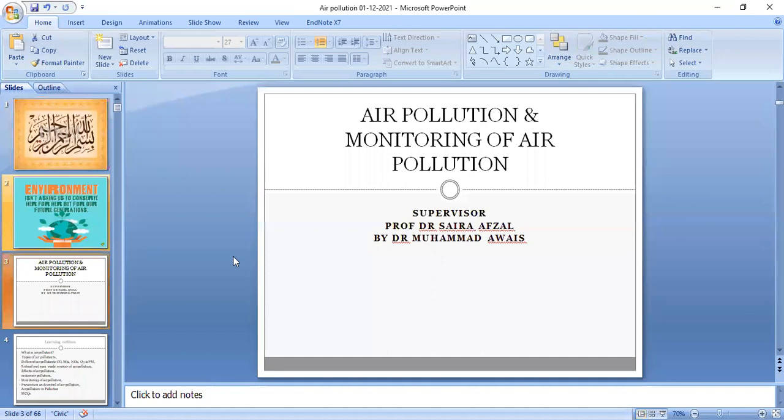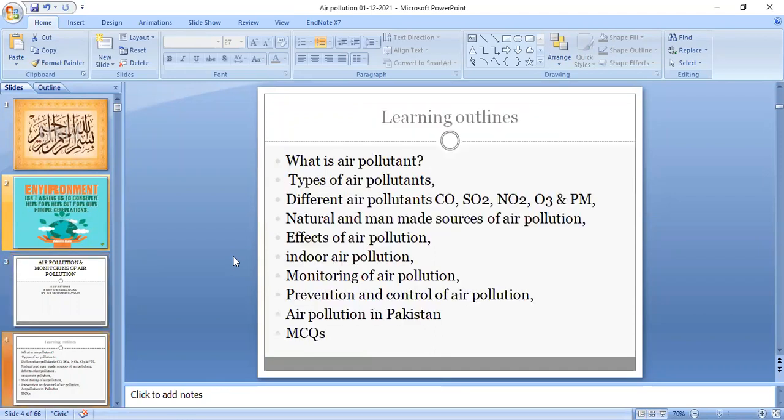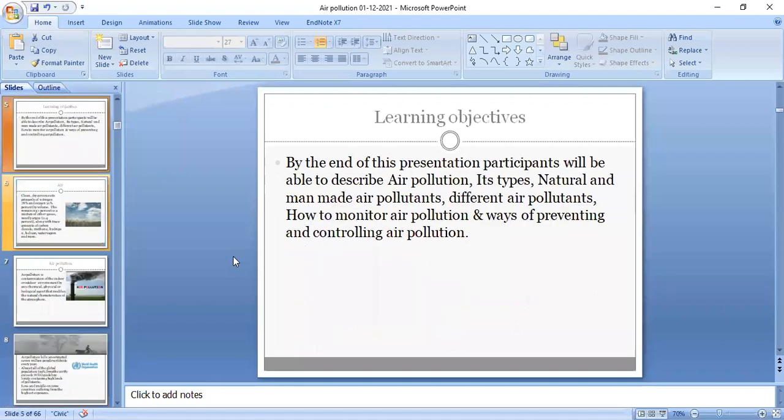The topic of today's presentation is air pollution and monitoring of air pollution under the supervision of Dr. Saira Afzal. The learning outlines of today's presentation are: what is air pollution and its types, different air pollutants like carbon monoxide, sulfur dioxide, nitrogen dioxide, ozone, and particulate matter, the natural and man-made sources of air pollution, effects of air pollution, indoor air pollution, monitoring of air pollution, prevention and control of air pollution, and air pollution in Pakistan, and at the end are the MCQs.